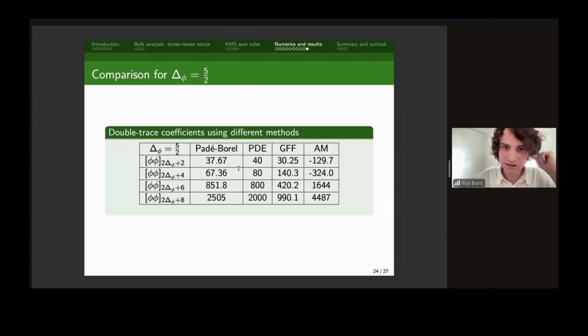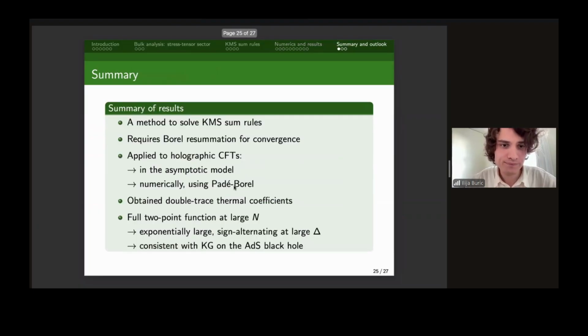So, okay, these are results for 5/2. You see, the agreement is not as good, but as I was saying, the interpretation is that this is really due to the inability to solve the partial differential equation very precisely, but still there is some general agreement between these numbers.